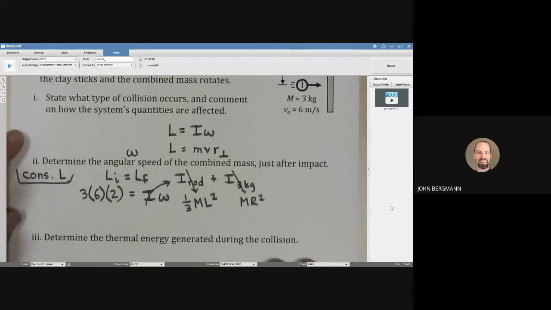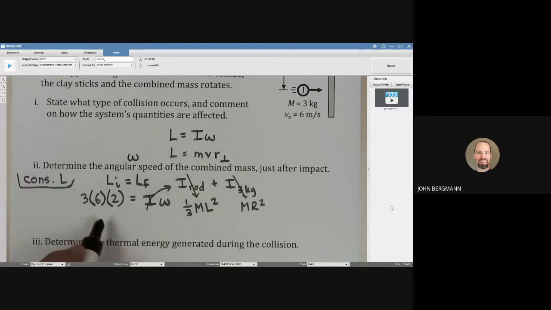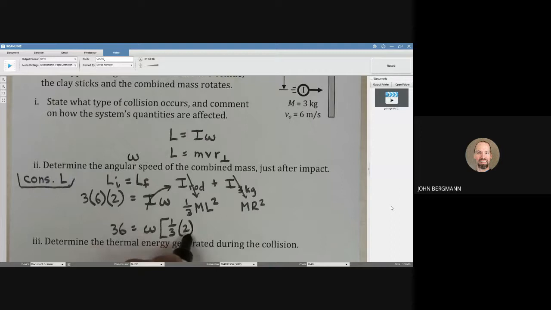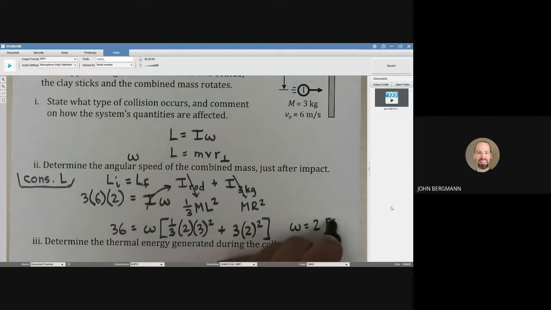So let's see if we can put some numbers in here. On the left side, this is going to be 36, and then I'll put the omega in front. Then what have we got here? This is 1/3. The mass of the rod is given as 2, the length of the rod is given as 3, so we've got to square that. And then the point mass has a mass of 3, and it's 2 meters away from the rotational axis. What does this come out to be? This is going to be 6, and that's going to be 12, so that's 18. So I think omega is going to be 2 radians per second.